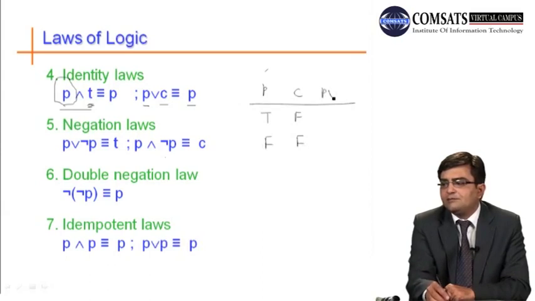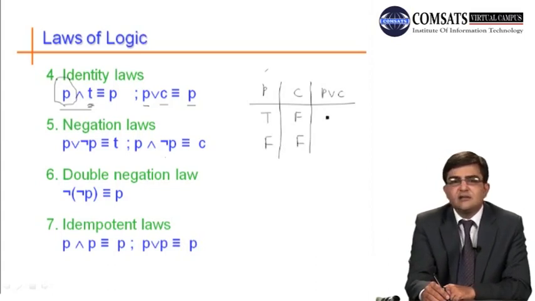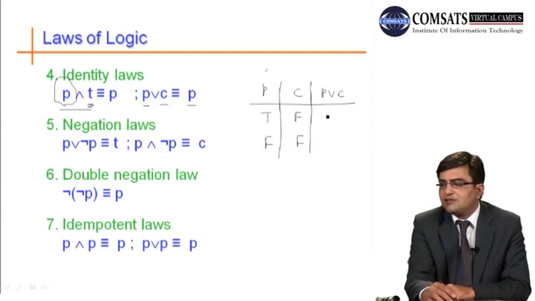P or C, what is this? P or C is a disjunction between P and C, and we know that the disjunction between two propositions is true when at least one of these two propositions is true. Here we can see that P is true, C is false, therefore P or C is true, and P is false and C is false, and we conclude that this is false.